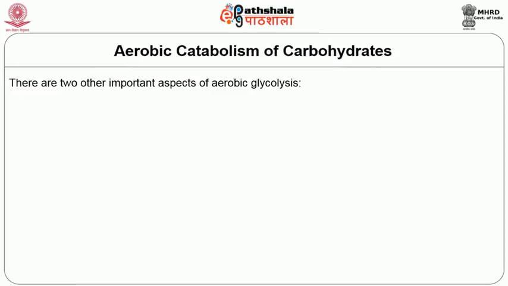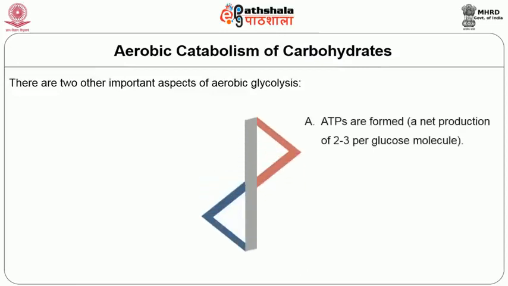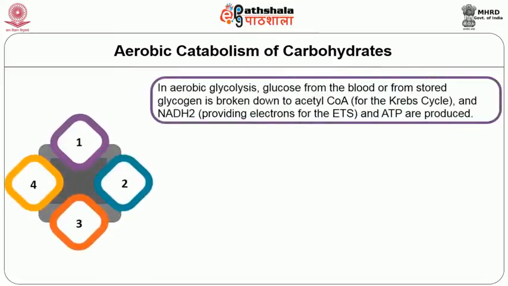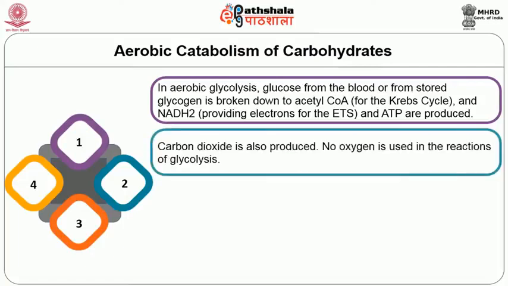In certain reactions of the pathway, ATP is formed, a net production of 2 to 3 per glucose molecule. Secondly, an additional 2 NADH2 molecules are formed, and the electrons from these NADH2 molecules enter the mitochondria to be processed by the ETS. In aerobic glycolysis, glucose from the blood or from stored glycogen is broken down to acetyl-CoA, and NADH2 and ATP are produced. Carbon dioxide is also produced.